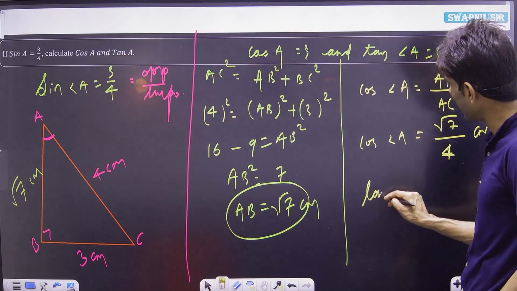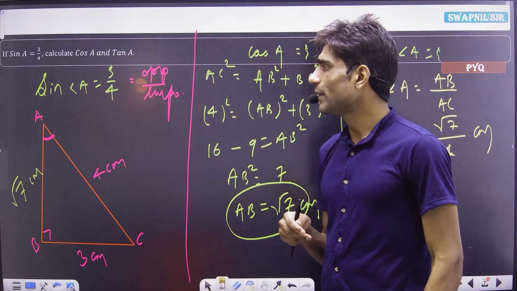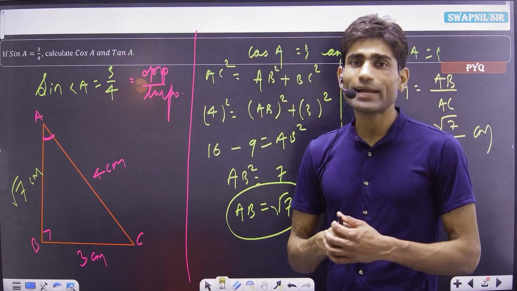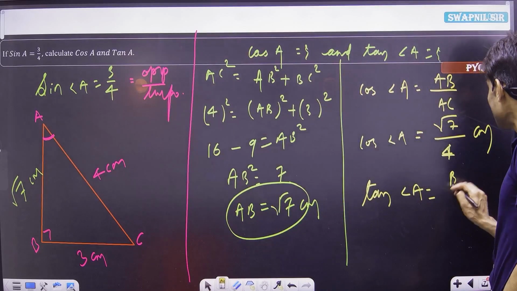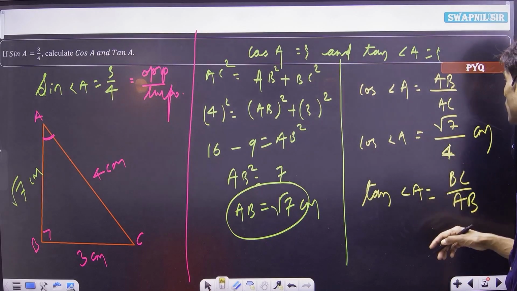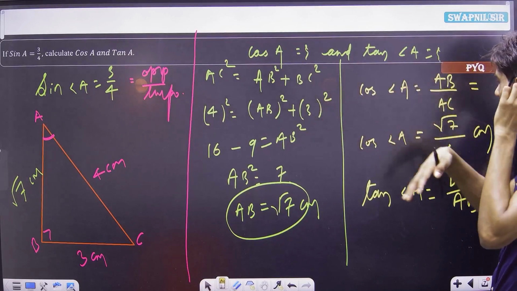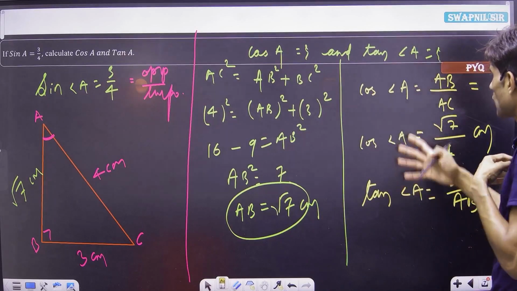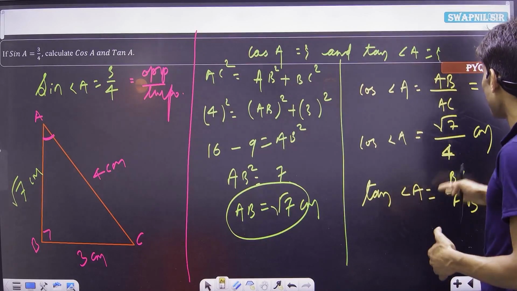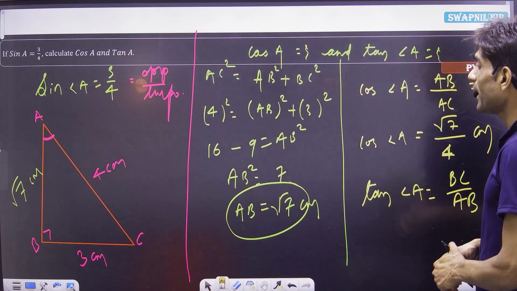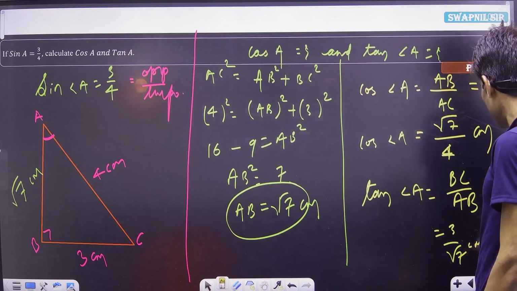Let's find out the value for tan of angle A. We know that tan of angle A can be defined as opposite side upon adjacent side. So opposite side means BC upon AB. I got the value for cos of angle A, which is root 7 by 4. Now tan of angle A is BC upon AB, so 3 by root 7. That's it, the solution.